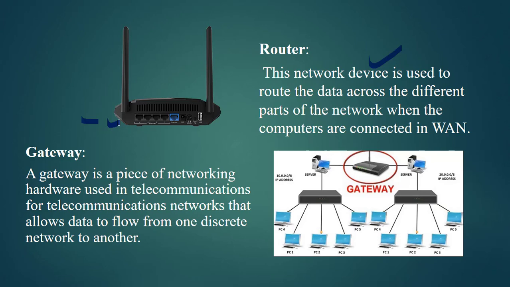Then next we have the gateway. This gateway is a special type of device through which we can connect two or more networks, and then we can share data or information between various networks. This gateway is mostly used in telecommunication networks, allowing data to flow from one discrete network to another. It means the gateway works as a bridge between two different networks.